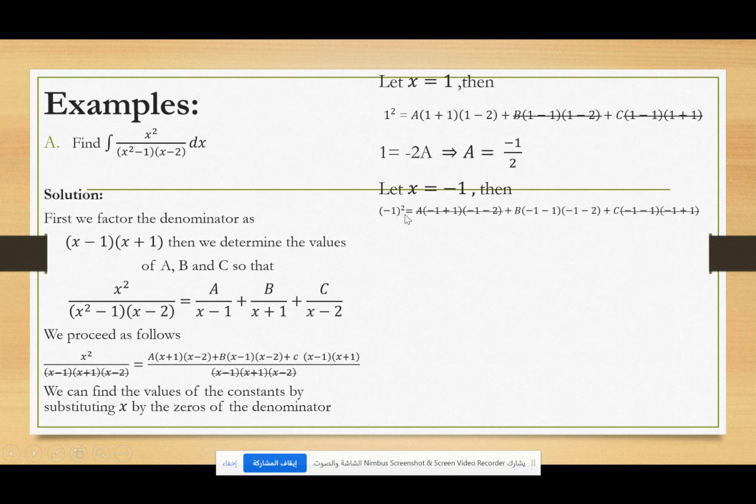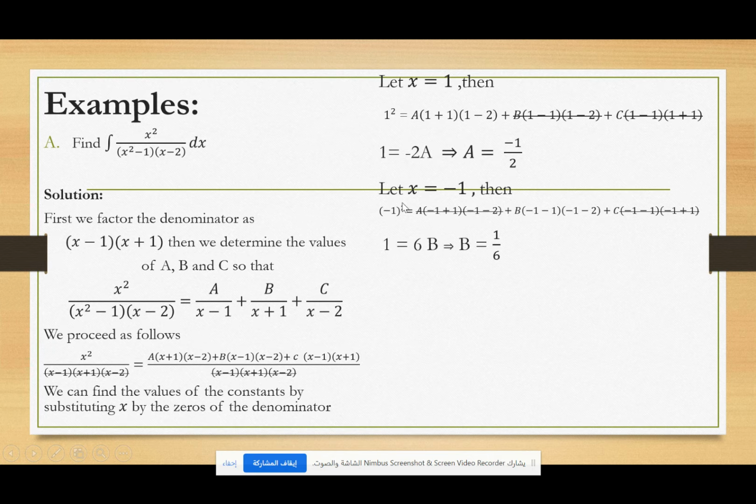And that all will give you a times negative 1 plus 1, negative 1, negative 2, plus b times negative 1, negative 1, and times negative 1, negative 2, plus c times a bracket negative 1, negative 1, and negative 1 plus 1. This c is going to be cancelled because here we have 0. This a is going to be cancelled because here we have 0.